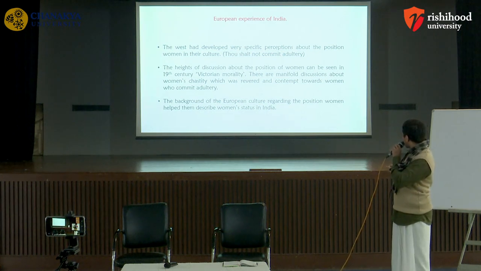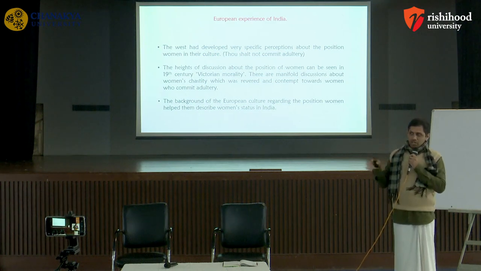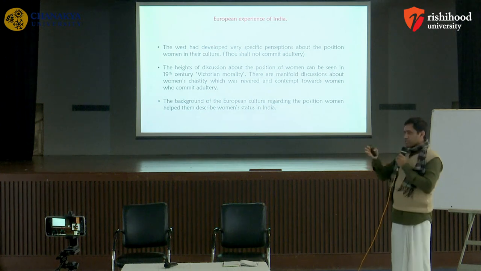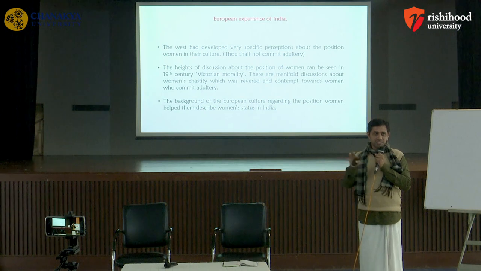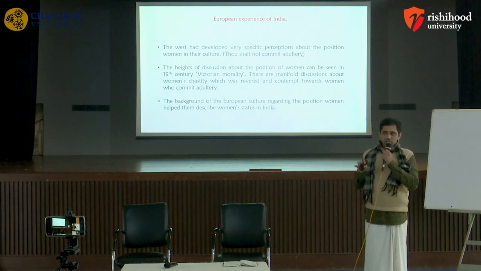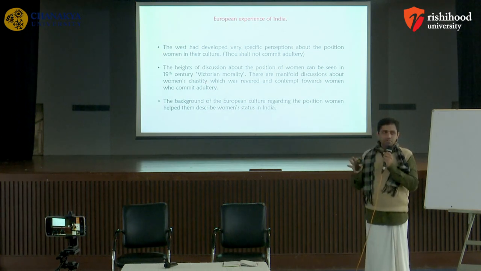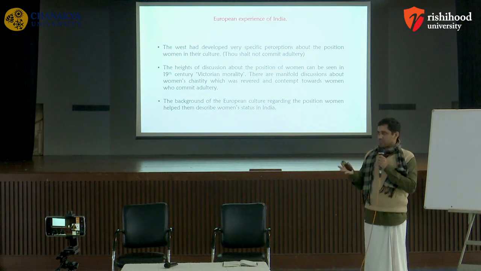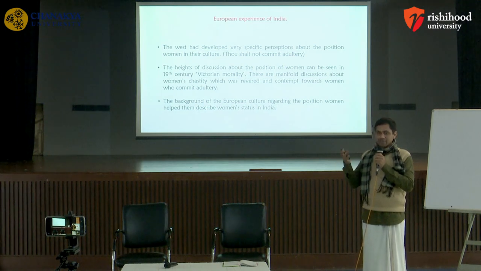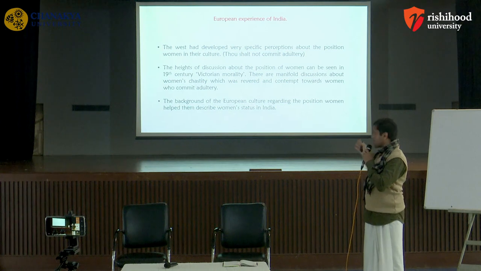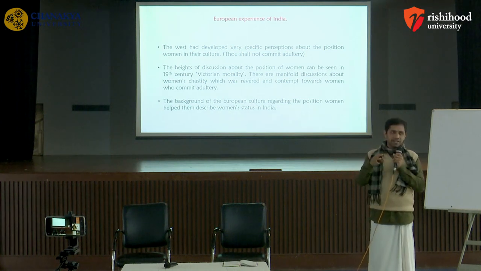The heights of discussion about the position of women can be seen in 19th century Victorian morality. There are manifold discussions about women's chastity, which was revered, and contempt towards women who commit adultery. Victorian morality was a well-known word to describe these discussions. Reverence was given to women who followed chastity, and there was contempt toward prostitution and toward those women committing adultery. We will find such discussions in Europe.